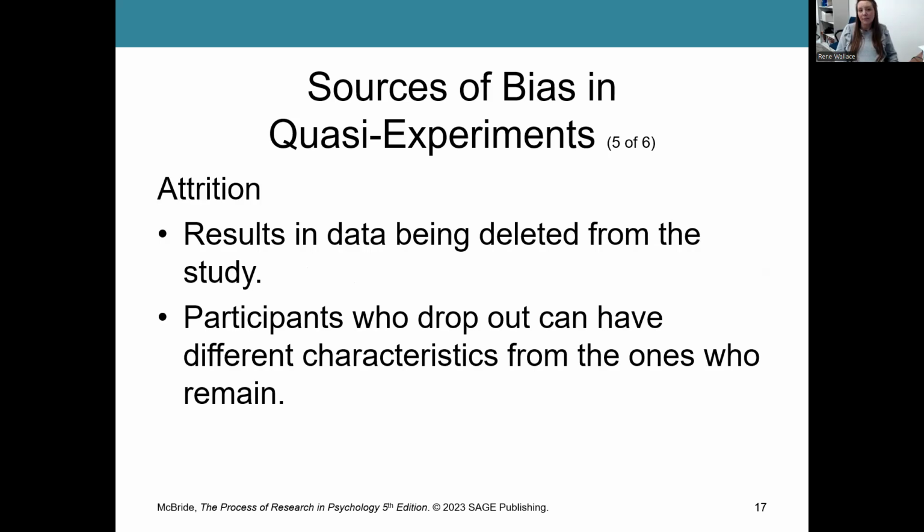So that data has to be deleted. Those people did not complete it. Those individuals did not finish the data. Your data is not complete, so you just delete their data line.